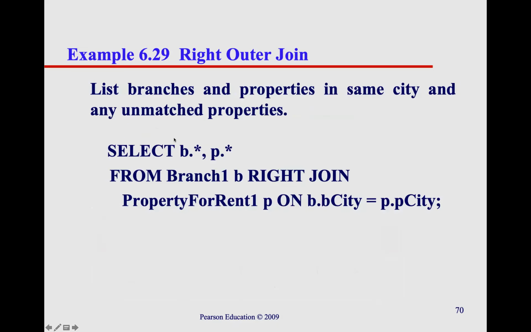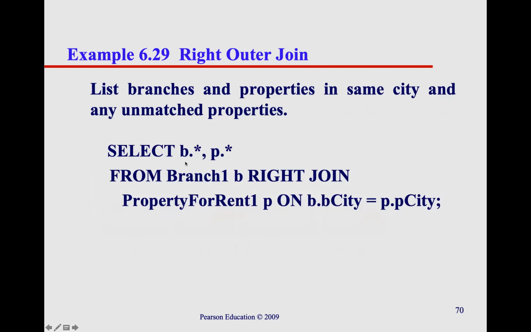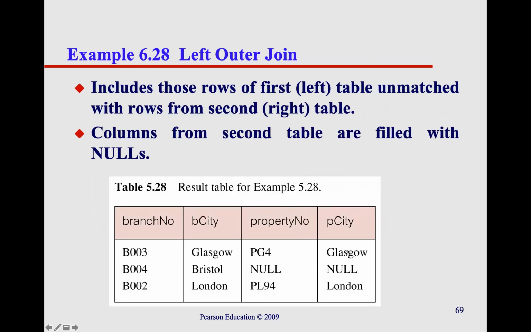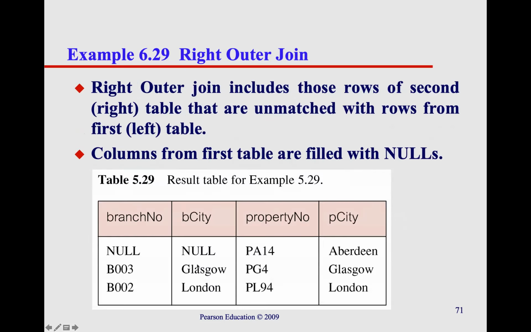We do a right join instead. So now we're going to list the branches and properties in the same city, along with any unmatched properties. So now it's a right join with property for rent. And going back again to our original thing, you can see that the properties in London and Glasgow match over here, but Aberdeen does not match anything. So when we do the right join, the Aberdeen property has nulls for branch number and branch city because there's no branch in the city of Aberdeen.